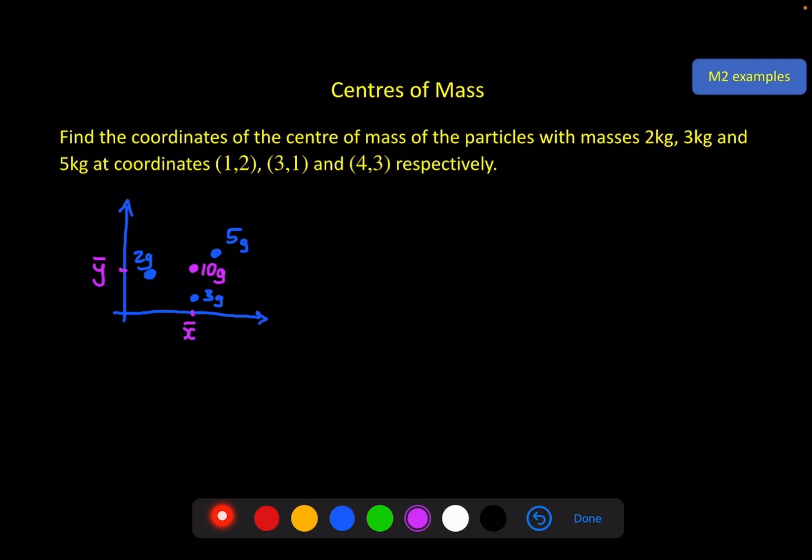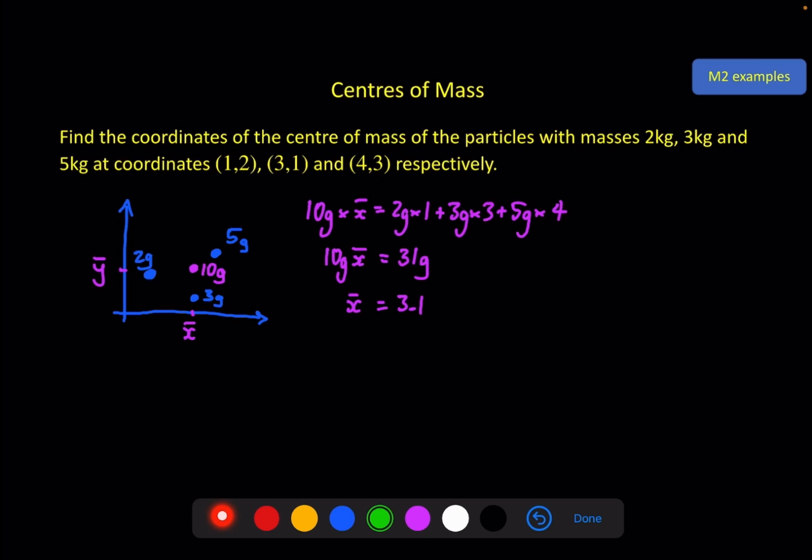For this first example, I will do both calculations separately so that on the next example you can see how much quicker it is to combine the working. For X bar, we've got 10g times x bar has to equal 2g times the x-coordinate of 2g, which is 1, plus 3g times its x-coordinate, which is 3, plus 5g times its x-coordinate, which is 4. We've got 10g x bar, 31g. So x bar is equal to 3.1.